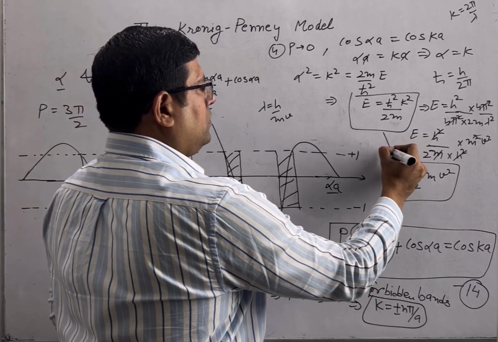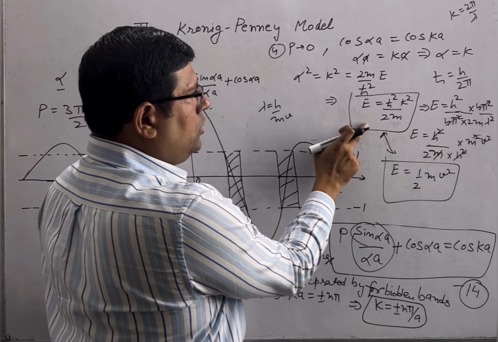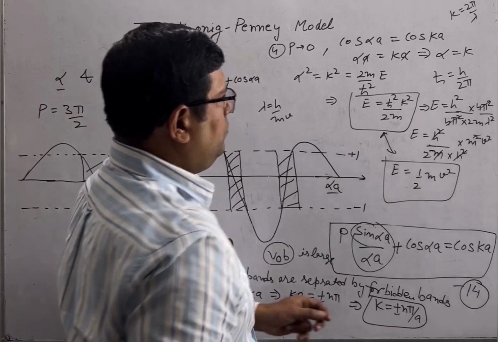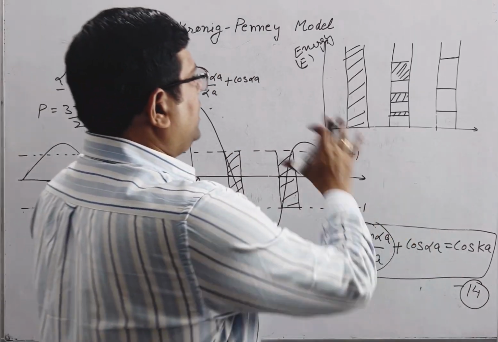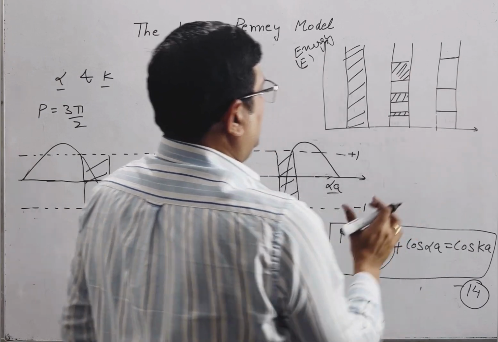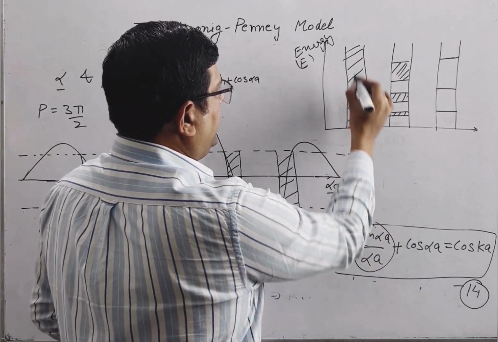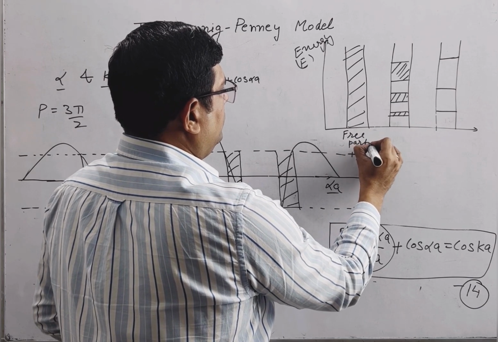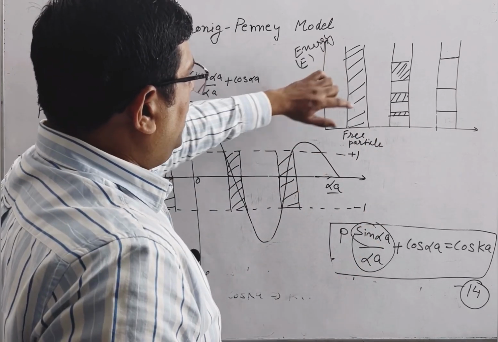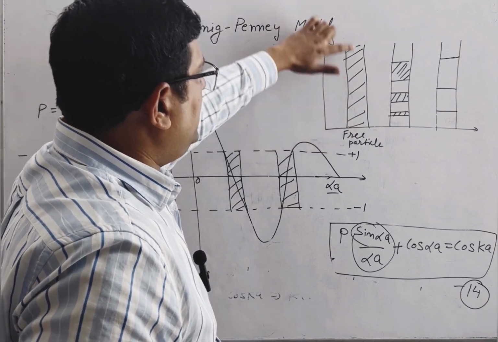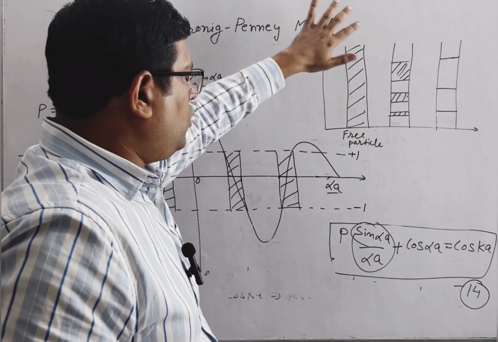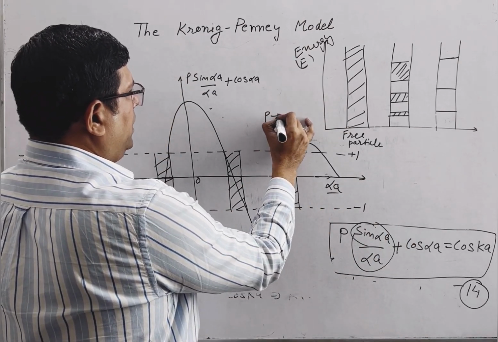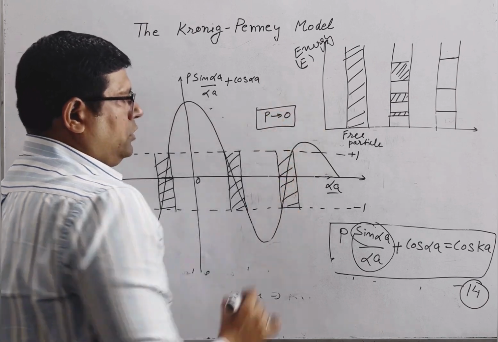So this also will be the case when the particle is free. These two are same. Now we can conclude from this diagram that this is the case when the particle is free. Okay, you can see all the states are allowed. Particle is free to roam everywhere. This was the case when P approaches 0.